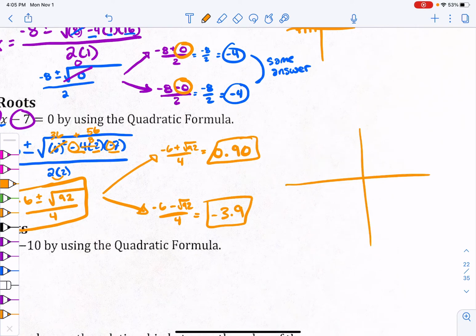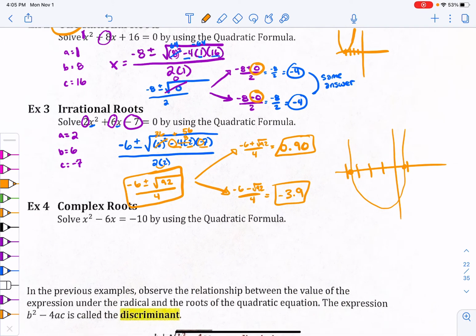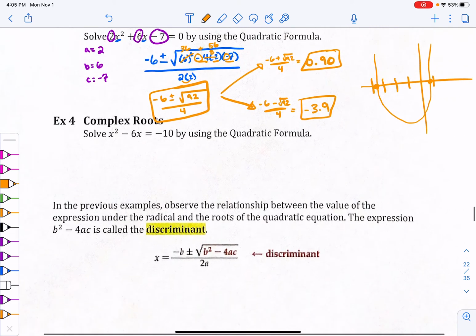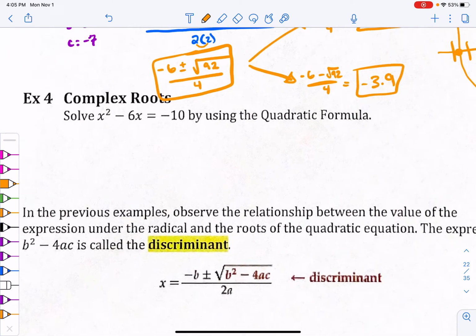Okay, so we still have two places where it crosses. Here's 1 and -1, 2, 3, 4. It's still crossing here and about there. But it's going to end up being really ugly decimal places where it crosses. That's kind of how that works. Okay, all right, last one of this type of example is same thing again.